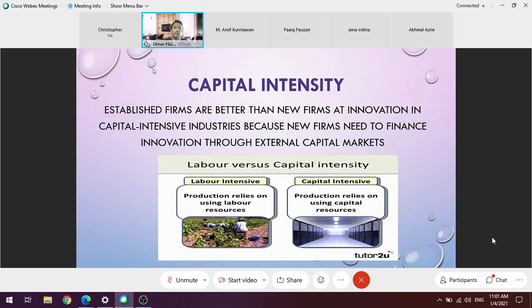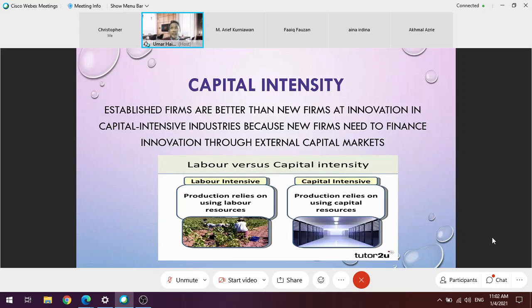Normally, to define an industry, we want to see whether it's labor intensive, meaning the production relies on labor resources, or capital intensive, where production relies on capital resources. Certain industries, for example high tech, steel, shipyard, and nanotechnology, require a lot of initial capital. This is where we call it capital intensive. But in agriculture, for example, production focuses more on labor resources.